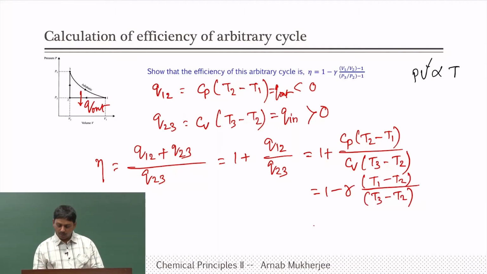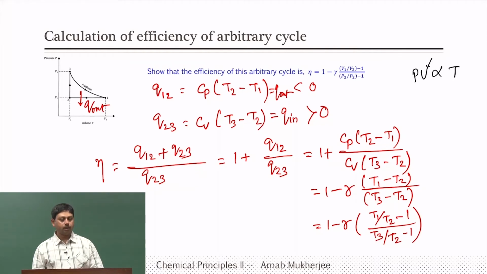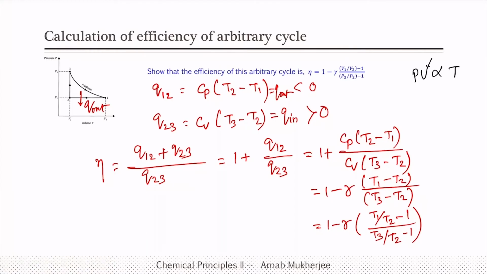Now, let us take T2 common from the numerator and denominator, giving me T1 by T2 minus 1, T3 by T2 minus 1. Now, what is T1 by T2, that we have to figure out. T1 and T2 are related by a constant pressure process. So, let us use the formula P1 V1 by T1 is equal to P2 V2 by T2. Now, P1 and P2 are the same. So, therefore, T1 by T2 is V1 by V2. So, we can write V1 by V2 here.